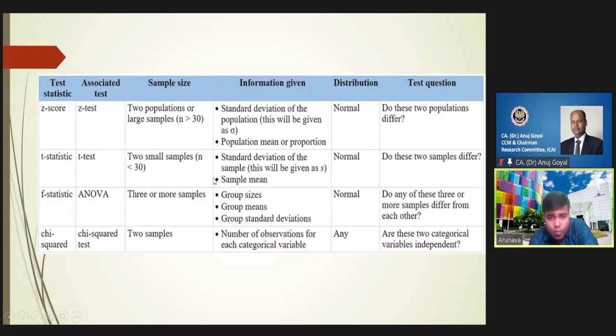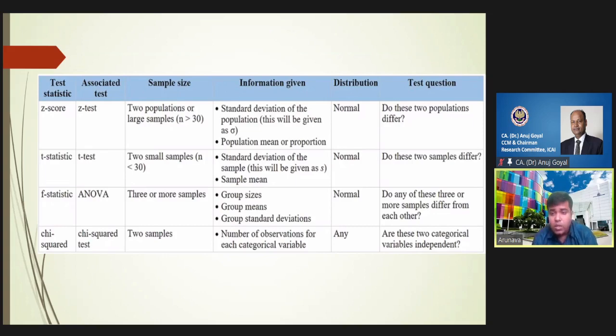When we have only the sample standard deviations, then we use the t-test, that was wonderfully answered by one participant. When we have more than two samples, we generally check whether any of these three or more samples differ from each other, whether they are the same or different. I have used ANOVA in my research in commodity derivatives markets, where I was trying to see whether the effect of speculation on different commodity variables is the same or different across time.